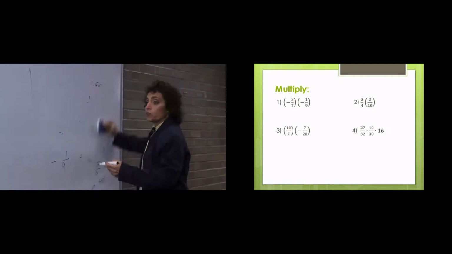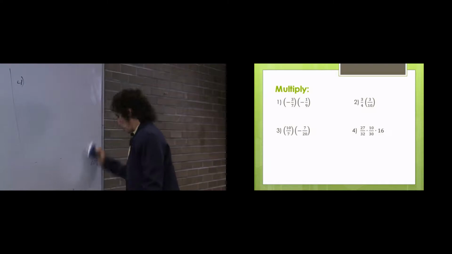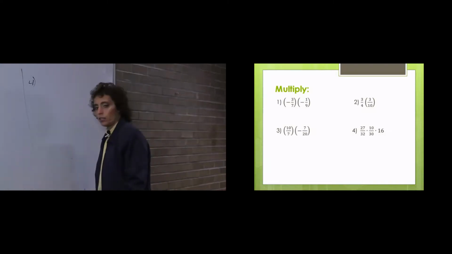All right, so the next one, number 4, you have 1/3 of a pound of butter. You have 1/3 of a pound of butter.